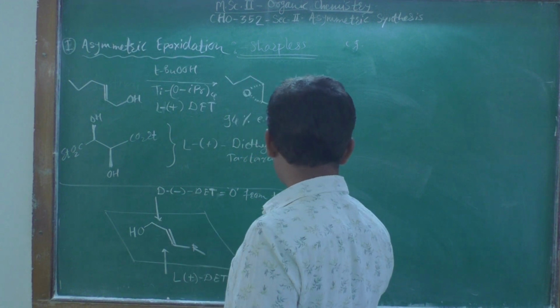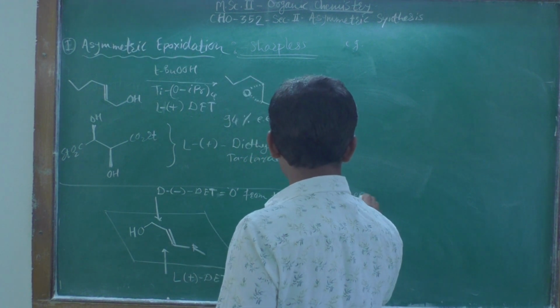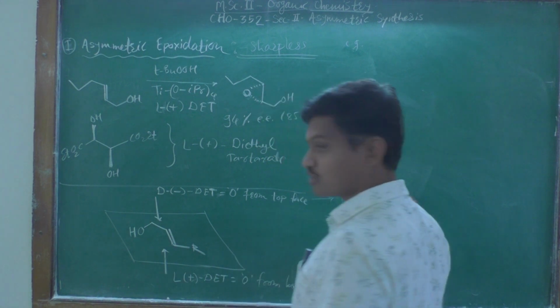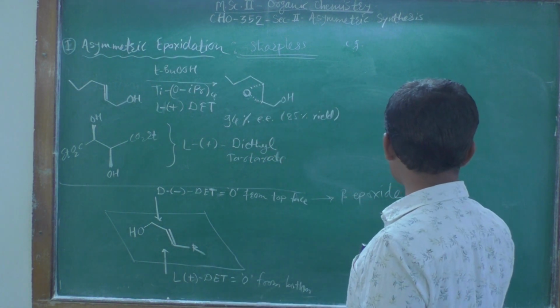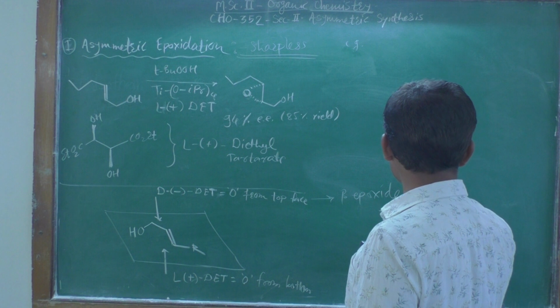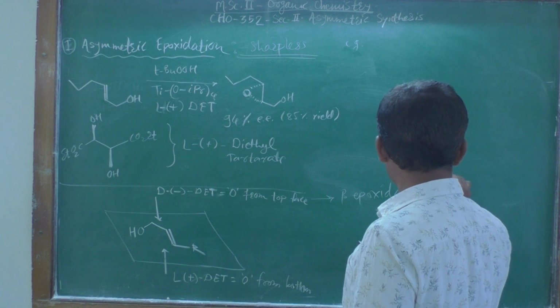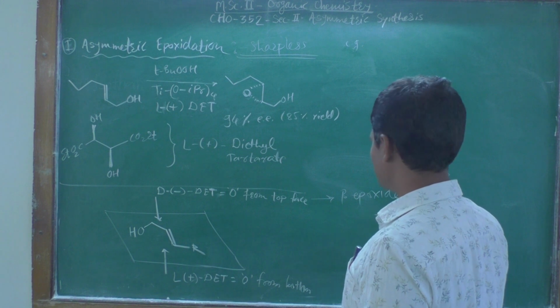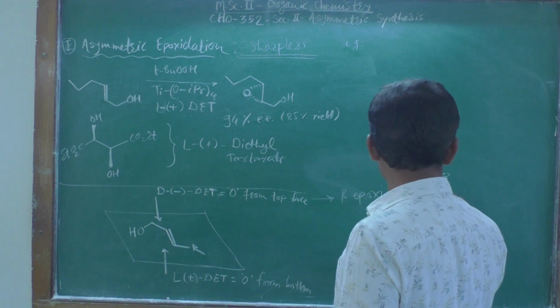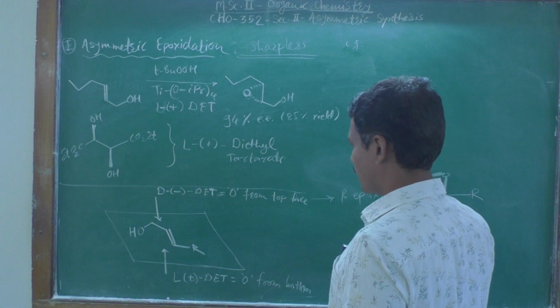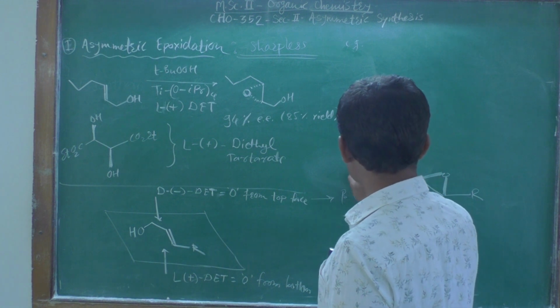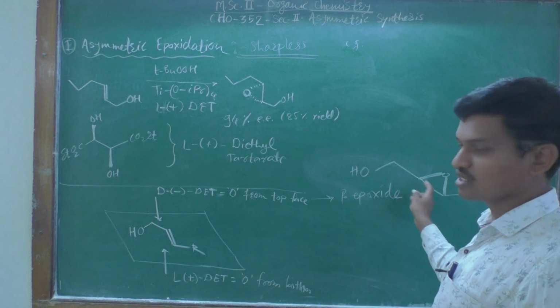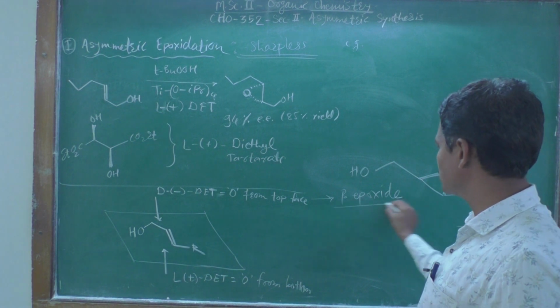Beta epoxide means, what is my beta epoxide? Beta epoxide means the situation is like this. The oxygen atom in the 3-membered ring is above the plane. So this is the R group, and this is CH2OH. This is the type of product that we are getting. So this is beta epoxide.